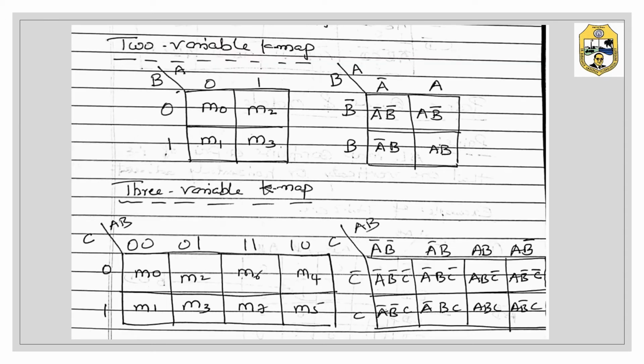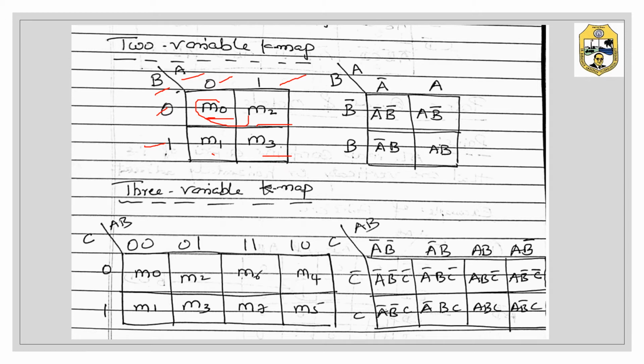So for the two variable K-map, how can it be done? We need to draw the block like this. We need to make 4 blocks, and here we write A, here we write B, and here it is 0, 1, 0 and 1, and in the blocks we need to write M0, M1, M2, M3. How is it M0, M1, M2, M3? When you go to this block, we need to take these two variables. It is written as 0, 0. Okay, 0, 0 means 0, and that is taken as M0.